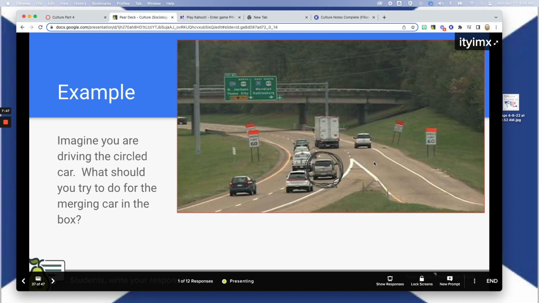There should be a box around them. I don't know why the box has gone away. What should you, as the driver of the car in the circle, do for the car that is trying to merge?